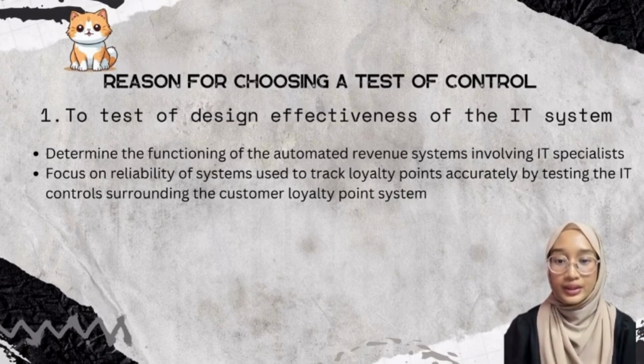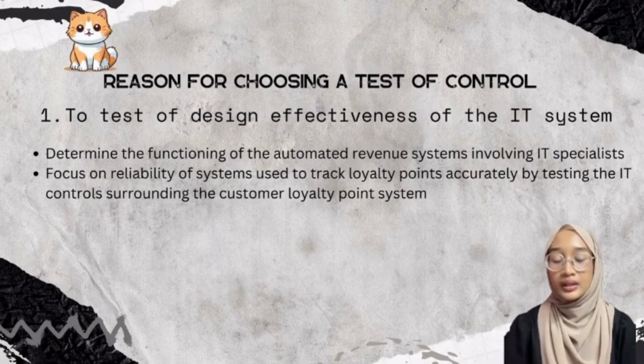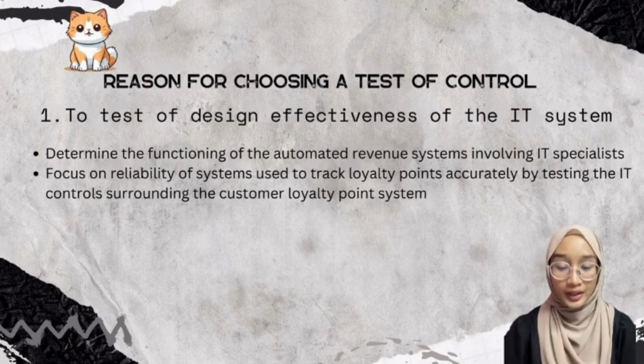Auditors highlight the risk of inaccuracy while recognizing revenue when the company relies on information technology systems. Also, the issues of timing are due to deferred revenue recognition. The reason for choosing tests of control is to evaluate the effectiveness of the IT system, determine the functioning of the automated revenue system, and involve IT specialists to prevent or detect any material misstatement due to high volume of transactions.